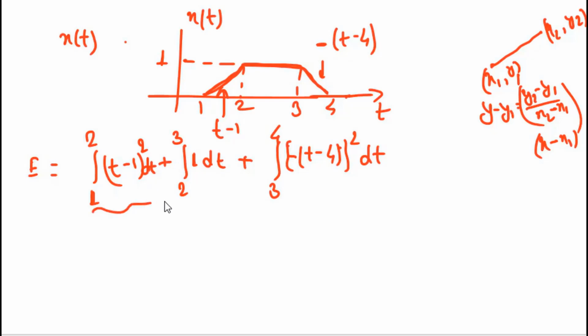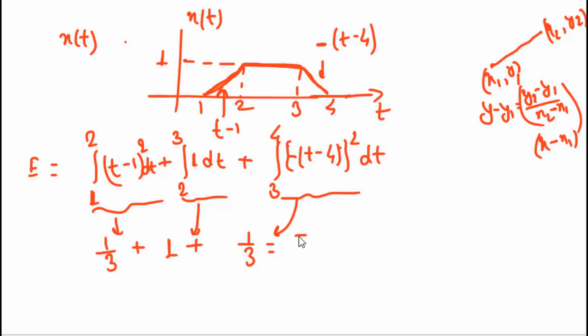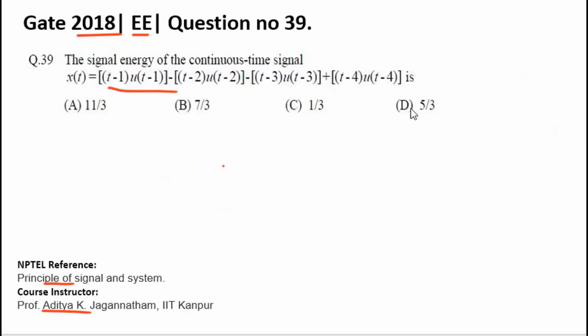When you integrate this and put the limits from 1 to 2, you will get 1 by 3. In the second integral, when you put the limits, it becomes 1, and in the third one, integrating and putting the limits from 3 to 4, you will get 1 by 3. So the total energy in the signal x of t is 5 by 3. So the correct answer for this question is option D.